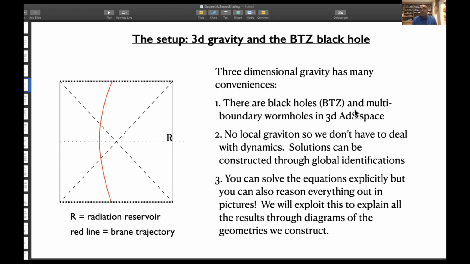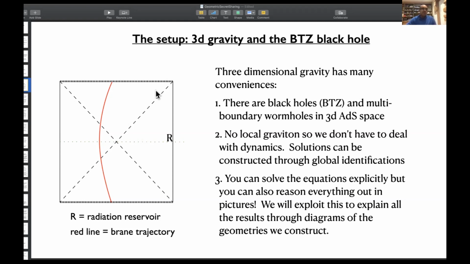Another very nice thing about three-dimensional gravity is because things are really global identifications all over the place, even though you can do the calculations explicitly, you can also explain things very often in pictures. You just display various identifications you've done, and the physics becomes clear. So in this talk, I'm going to exploit that to explain all of our results using diagrams of the geometries that we construct. So let me describe the setup.